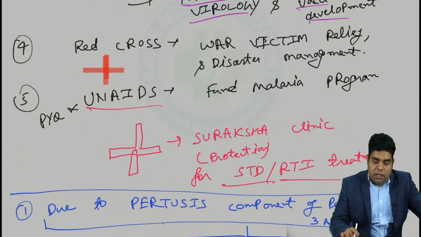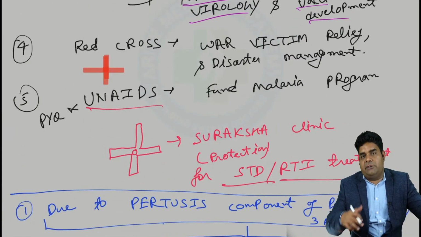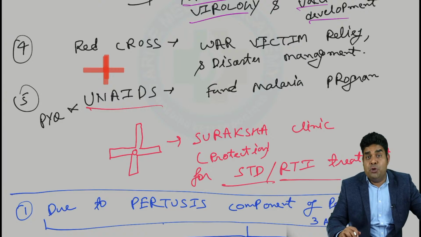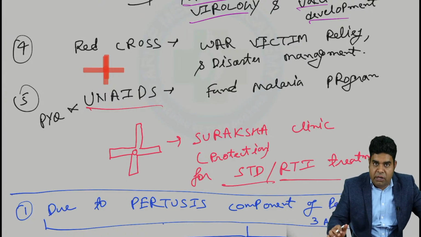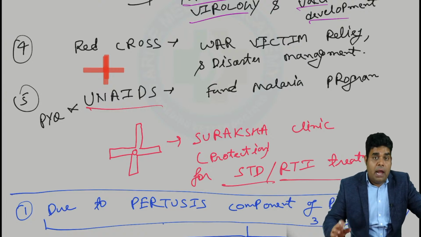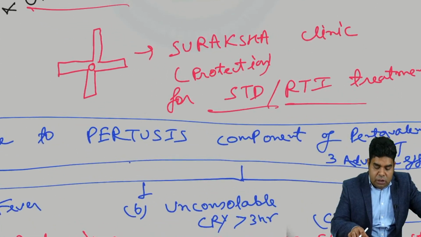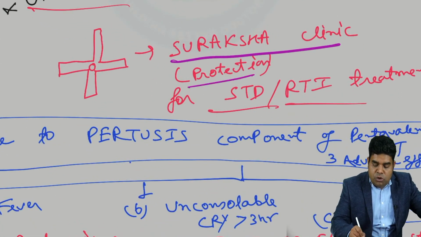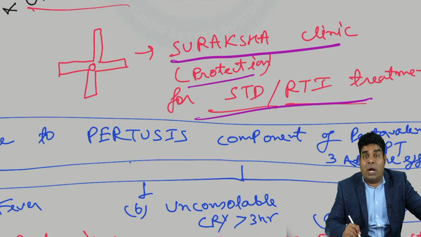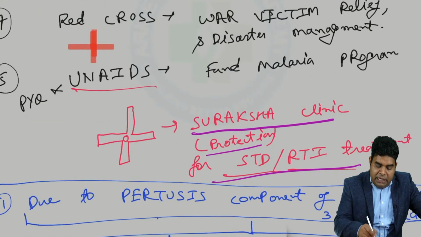Okay. Red Cross, as we all know, is for war victim relief. UNAIDS looks like it will fund HIV but funds malaria program. And in the exam, if they give you this logo, this is not the logo of Red Cross. This is Suraksha Clinic. Red Cross will be completely red like this.